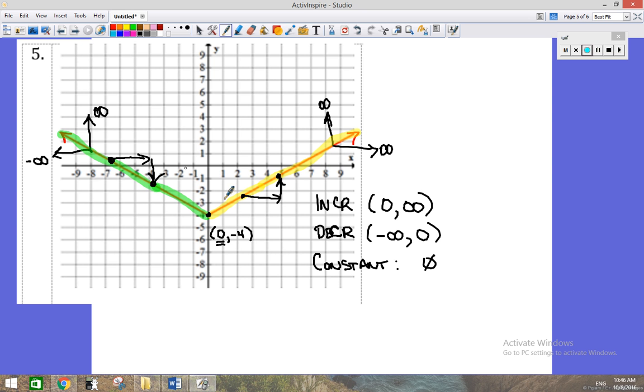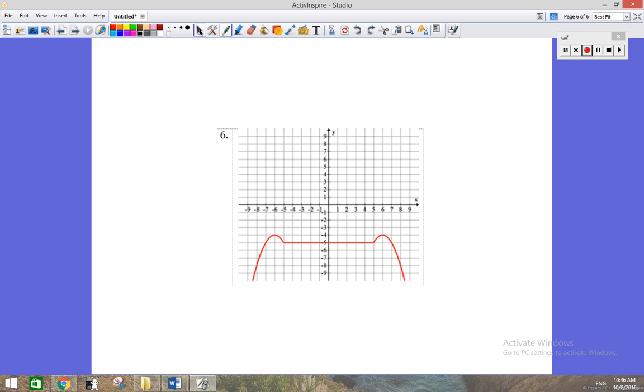Oh, and because the right hand side is a mirror image of the left hand side with respect to the y-axis, this is an even function. Alright, let's take a look at problem number 6.